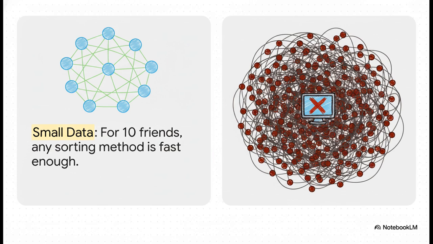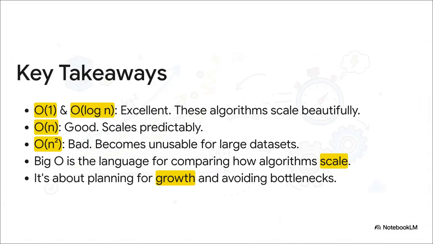So let's just quickly review the big ideas. Constant and logarithmic time, that's the goal. They scale beautifully. Linear time, it's pretty good, very predictable. But quadratic time, that's a huge red flag. It's a sign that your program is going to hit a wall. Big O isn't just theory, you see. It's a really practical tool for building things that can actually survive in the real world.